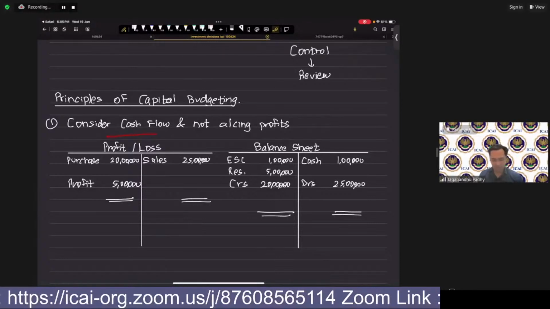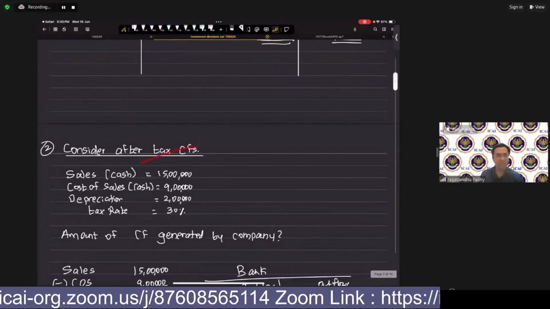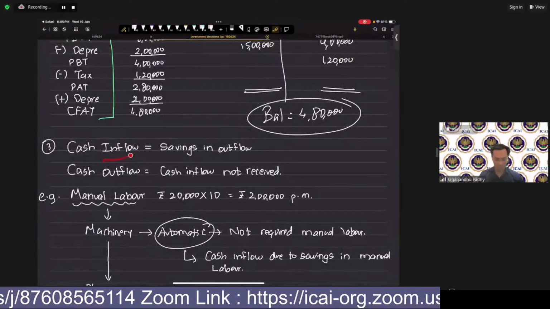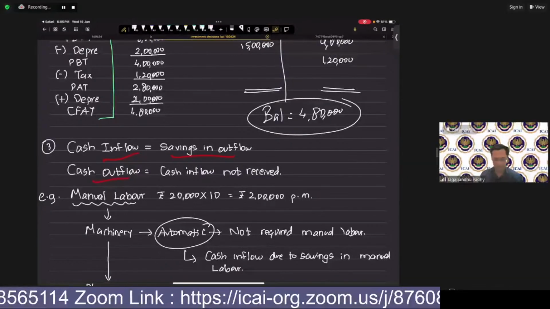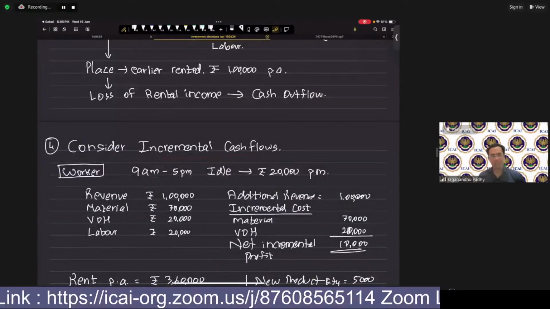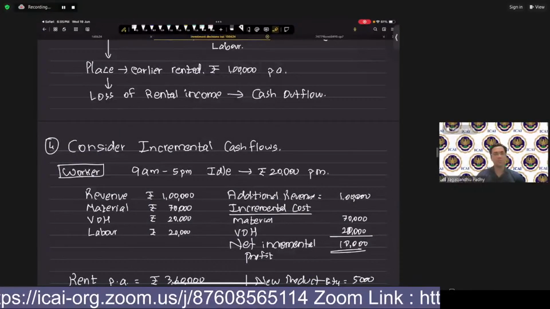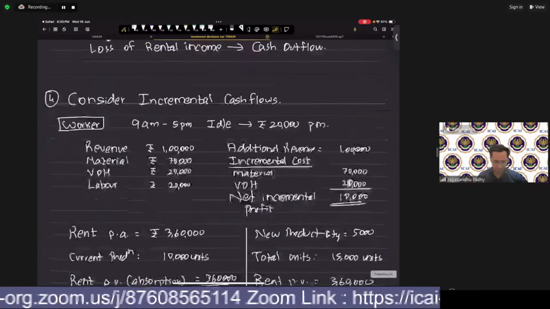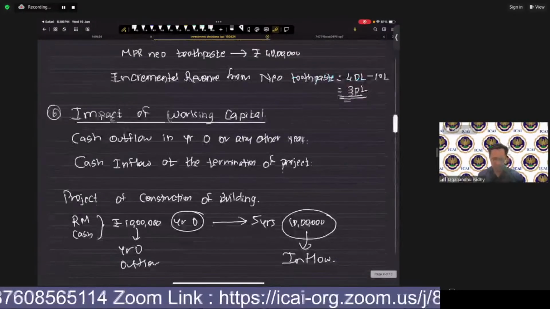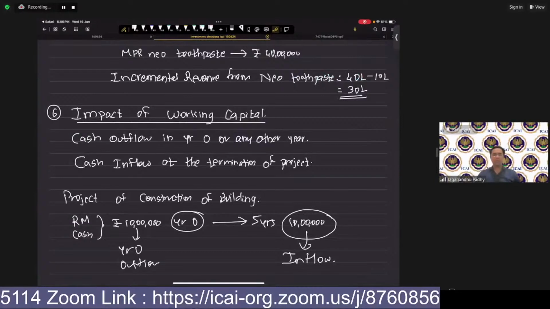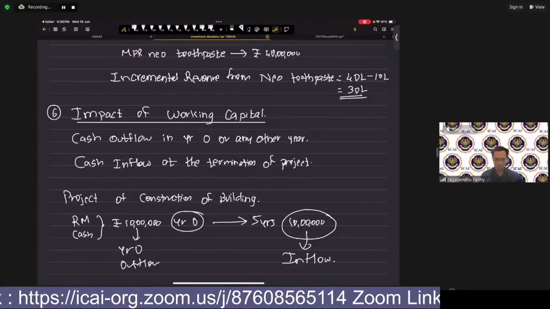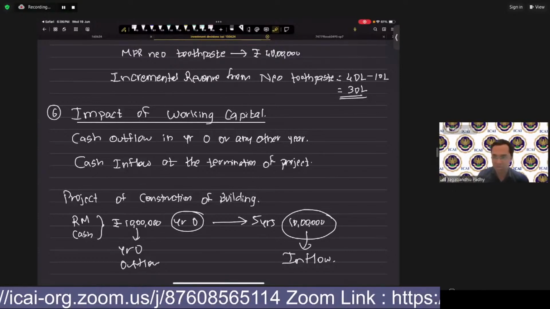First, we said that we should consider cash flows and not accounting profit. Second, we should look at after-tax cash flows. Third was to have a principal understanding that cash inflow is nothing but savings in outflow, and cash outflow is nothing but cash flow which is not received. Then we consider the incremental cash flow, and the side effects of the project should also be considered. Then we also stated that there will be an impact of the working capital as a cash outflow in the year of introduction, and we will take the cash inflow when we have the termination.